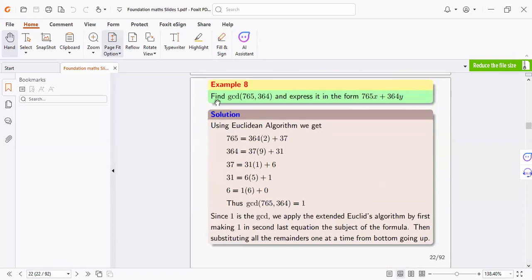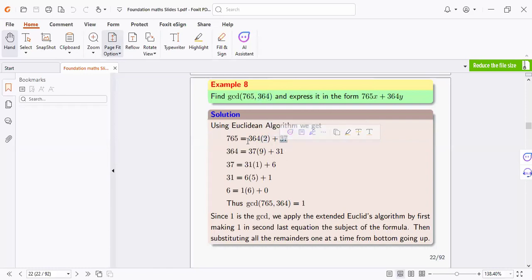The question says, find the GCD of these two numbers and then express it as a product, as a linear combination. Express it as a linear combination. So the first thing I do is to use the Euclidean algorithm. And we've already done that. We're asking ourselves, how many times does this 364 go here? It goes there twice. And the remainder is this.